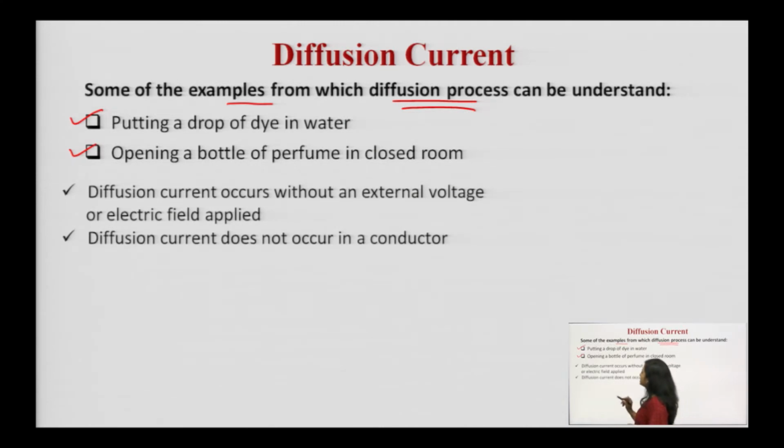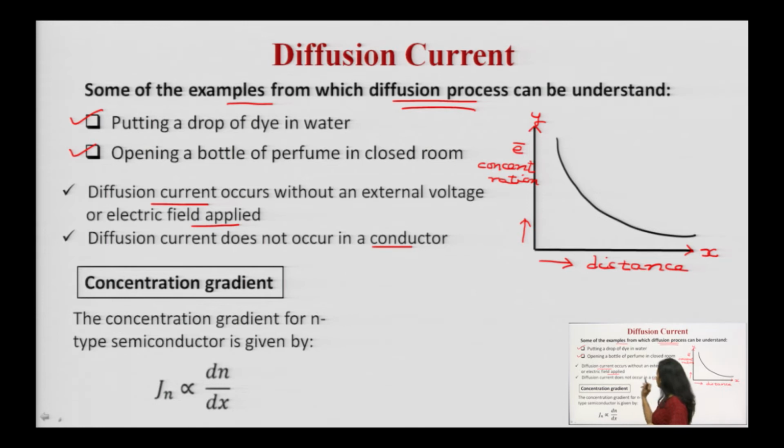Let us discuss some more basic terms. Diffusion current occurs without an external voltage or applied electric field. As I have discussed many examples, you cannot find in any of the examples an application of an applied electric field. If you are putting a drop of dye in water, there is no applied electric field. If you are opening a bottle of perfume, there is no applied electric field. It means diffusion current occurs without an external voltage or applied electric field. Diffusion current does not occur in a conductor. Conductivity is also high, meaning diffusion current will not occur over there.